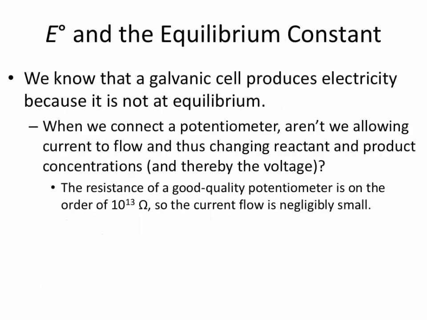Now we know that a galvanic cell produces electricity because it is not at equilibrium. When we connect a potentiometer, aren't we allowing current to flow and thus changing the reactant and product concentrations and thereby the voltage? Well, the resistance of a good quality potentiometer is on the order of 10 to the 13 ohms, and that means that the current flow is negligibly small.